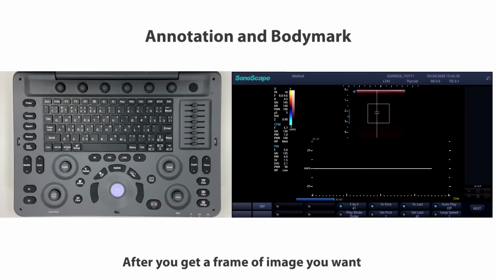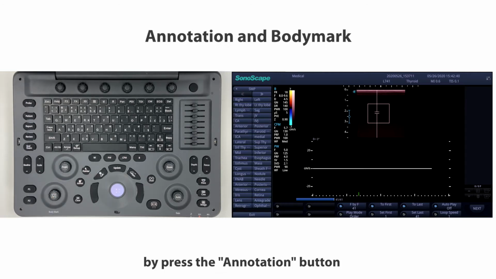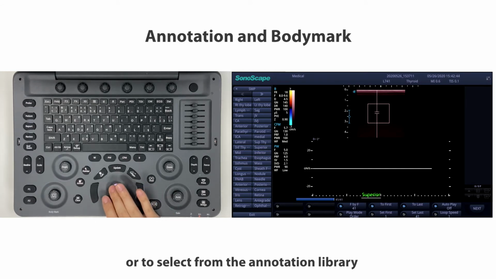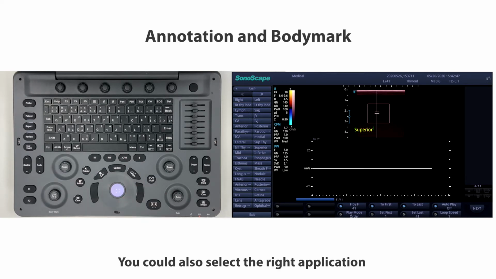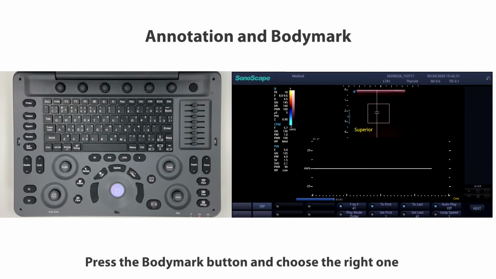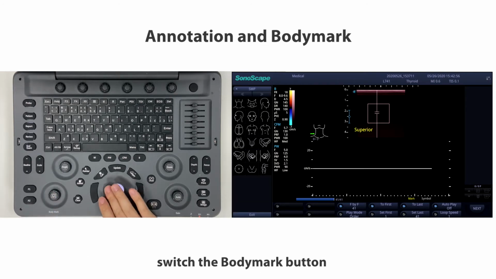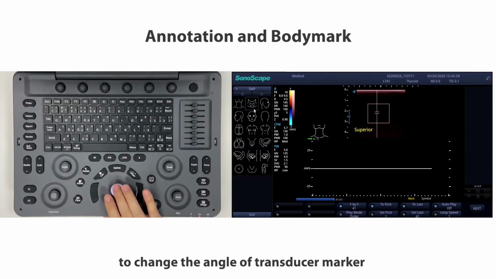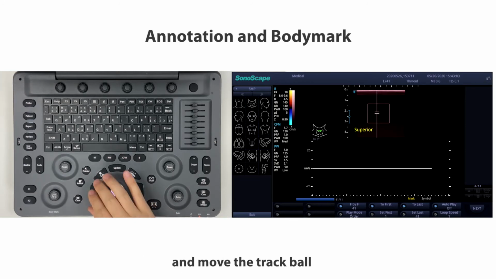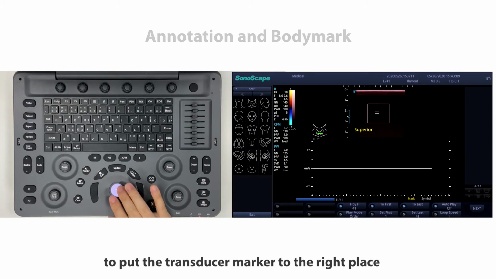After you get a frame of image you want, you could add your comment by pressing the annotation button to activate annotation input or select from the annotation library. You can also select the right application to fit your needs. Press the body mark button and choose the right one. Switch the body mark button to change the angle of the transducer marker and move the trackball to put the transducer marker in the right place.